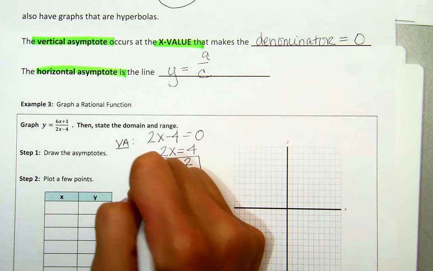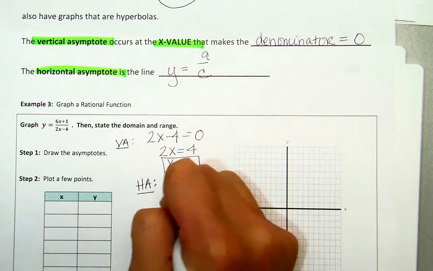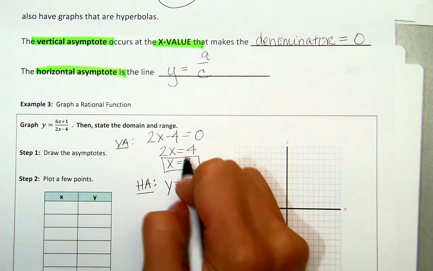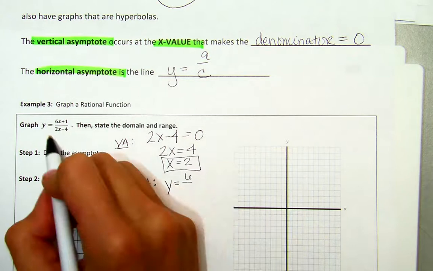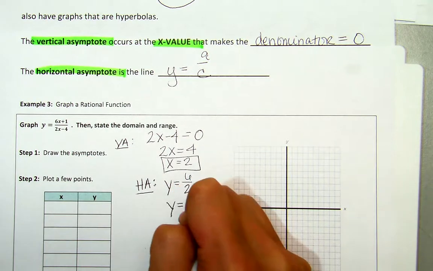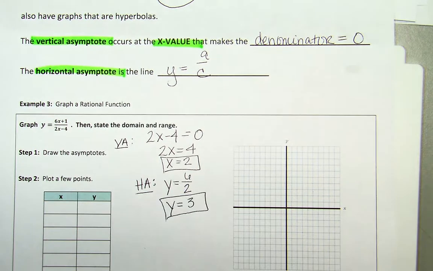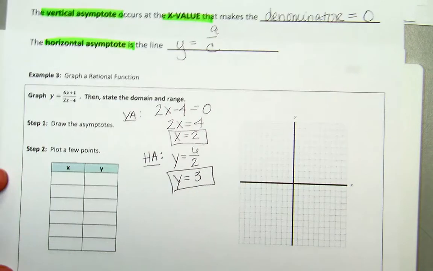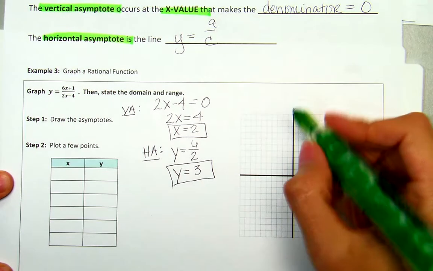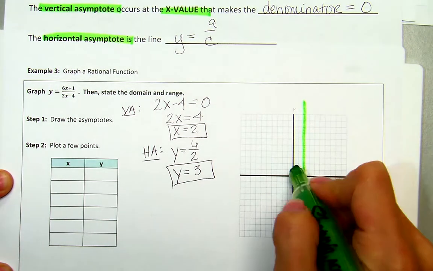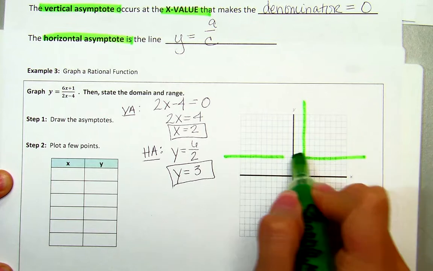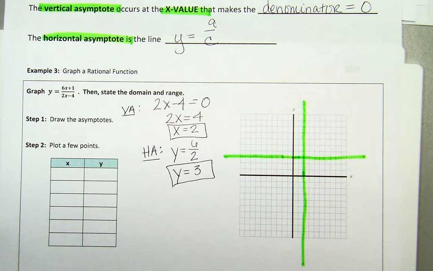My horizontal asymptote now is, of course, the line y is equal to a, which is the value in front of my numerator x, divided by my c value, which is the coefficient in front of my denominator x, which is 2. So if I divide those two numbers, I get y is equal to 3 as my horizontal asymptote. Right off the bat, I'm going to take my highlighter and plot these vertical and horizontal asymptotes. The vertical asymptote at x is equal to 2 is going to be this line. And y is equal to 3, 1, 2, 3. And I should get those two lines as my vertical and horizontal asymptotes.